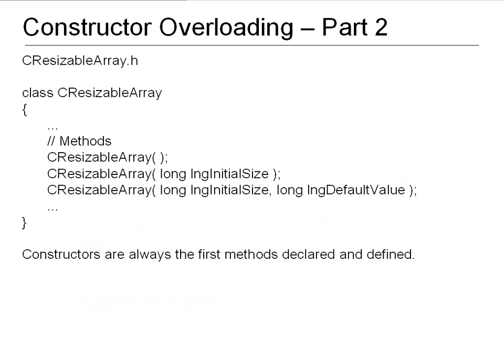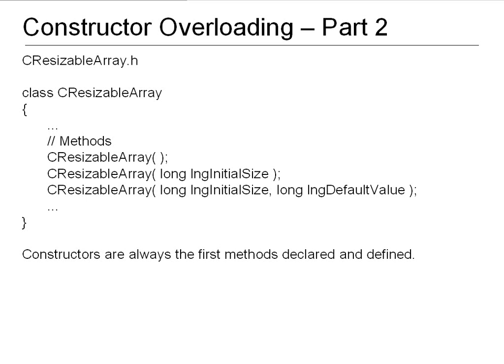Another example for our CResizableArray class, we could have a blank constructor. We could have one that takes an initial size, so it will automatically set the size, and we have another one that takes an initial size and a default value. So if, let's say, you don't want the default value to be 0, you could pass in maybe -1 or 42, something like that. And constructors are always the first methods declared and defined in both the source file and the header file.